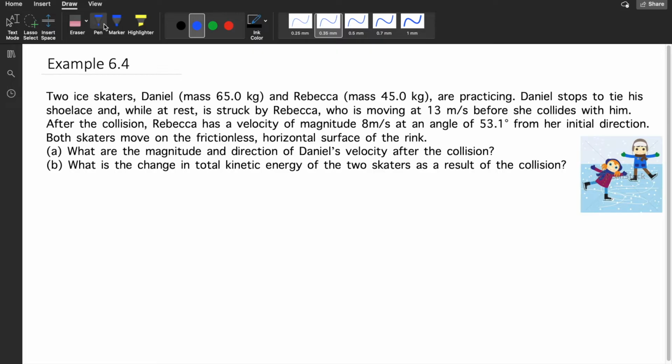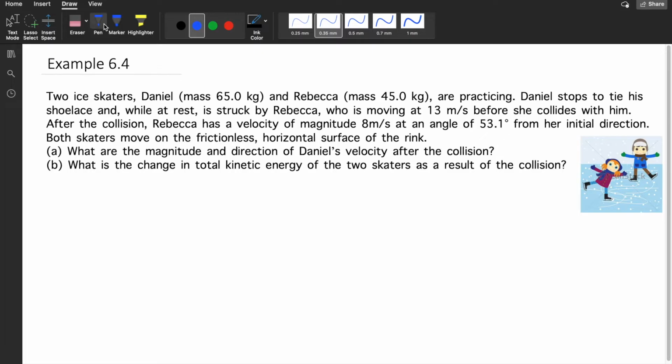After the collision, Rebecca has a velocity of magnitude 8 meters per second at an angle 53.1 degrees from her initial direction. Both skaters move on the frictionless horizontal surface of the rink. What are the magnitude and direction of Daniel's velocity after collision?